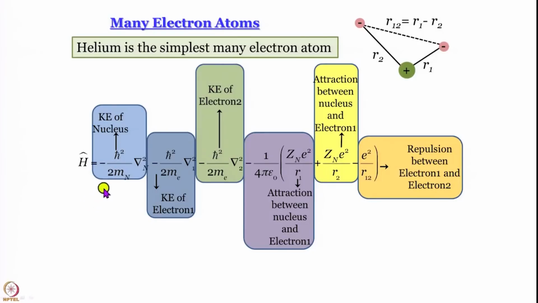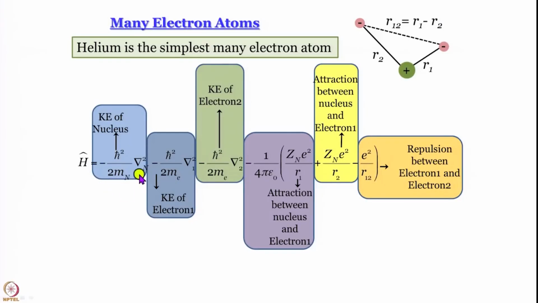The first term we have written is minus h cross square by 2 m_N del_N square, N for nucleus. This is the term for the kinetic energy of the nucleus, and as you can well imagine, we can do separation of variables, so that we can express things in terms of center of mass coordinates and relative coordinates.